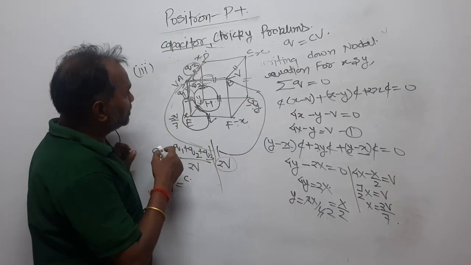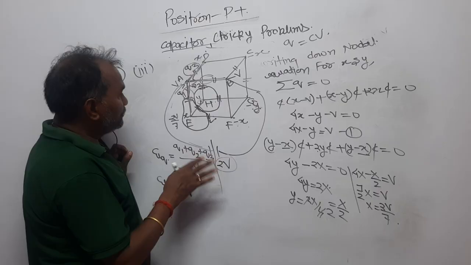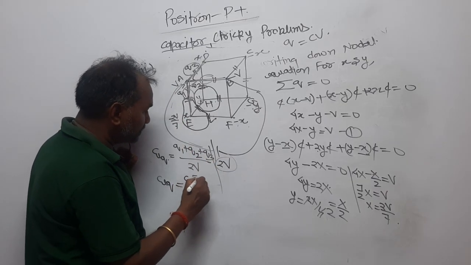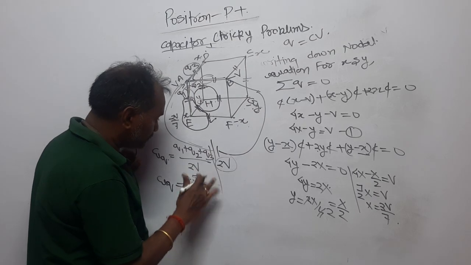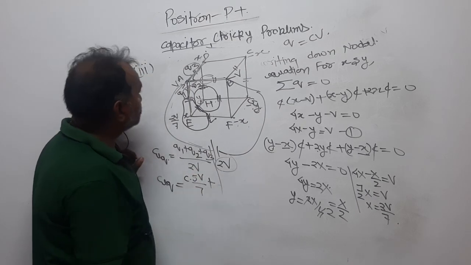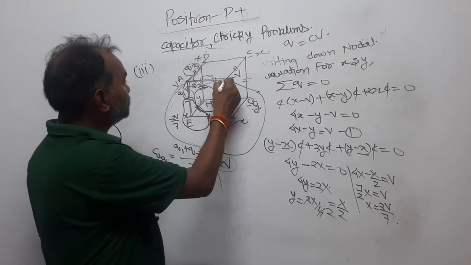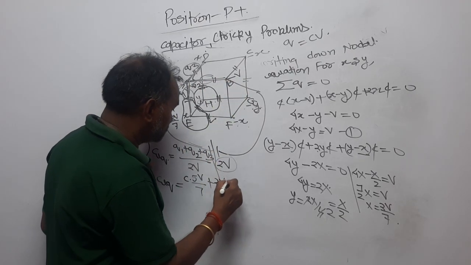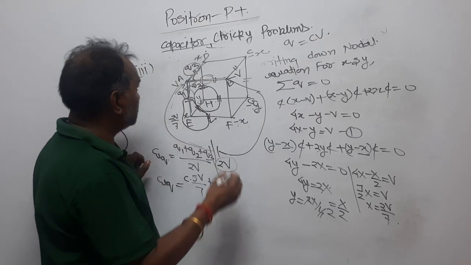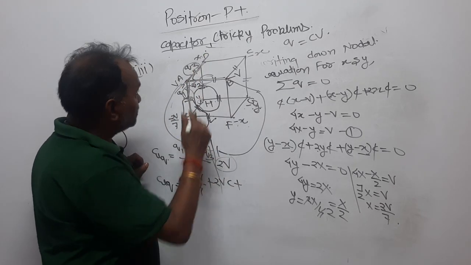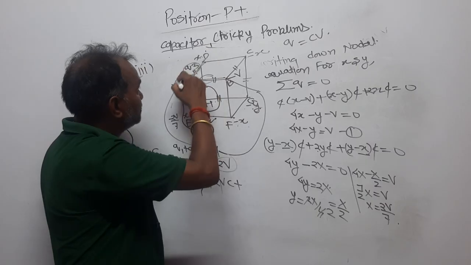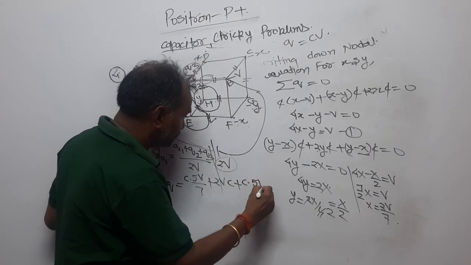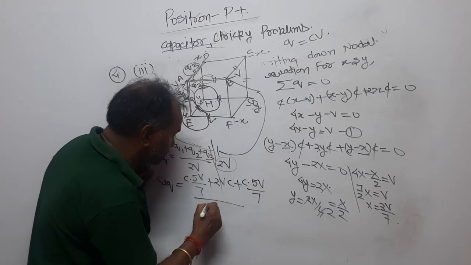So dear student, Q1 is equal to C into (V minus 2V by 7). So it is 5CV by 7. Again, Q2 is that one: (V minus minus V) means 2V into C, plus again this is the same, X means 2V by 7, V minus 2V by 7 means you will get the same value, C into 5V by 7, divided by 2V.